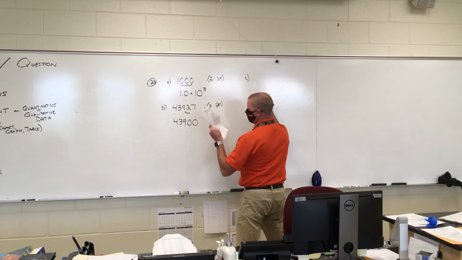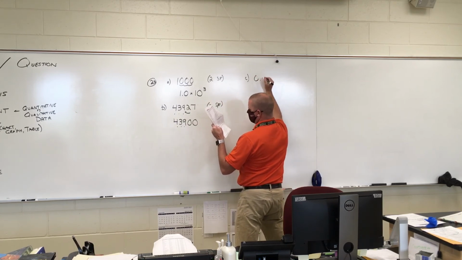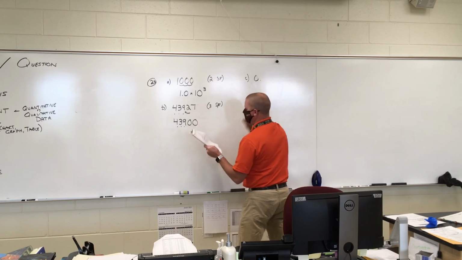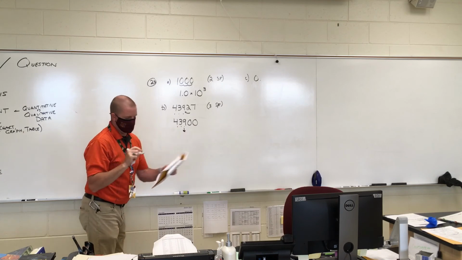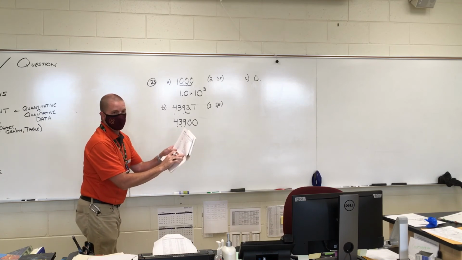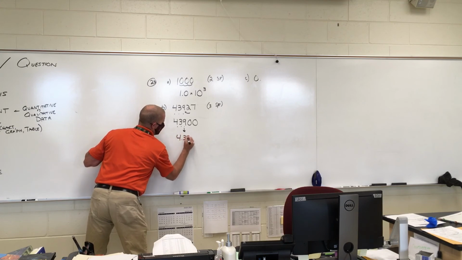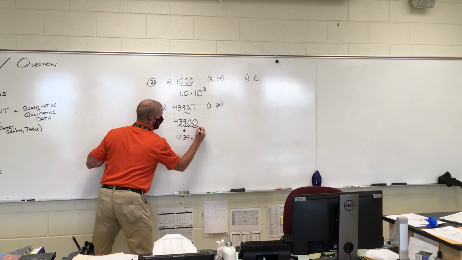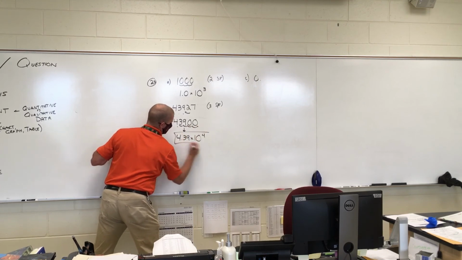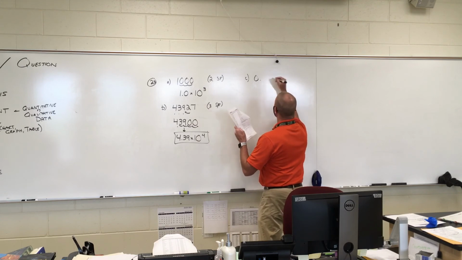Letter C, okay? It says we want 3 significant figures in 0.000280. Oh, wait, I'm wrong. It also wanted you to do this in scientific notation according to the rules. It says exponential form. So this ends up being 4.39 times 10 to the power of 1, 2, 3, 4. That's actually the answer.